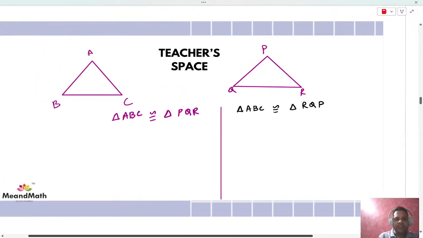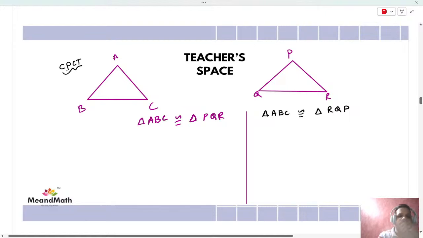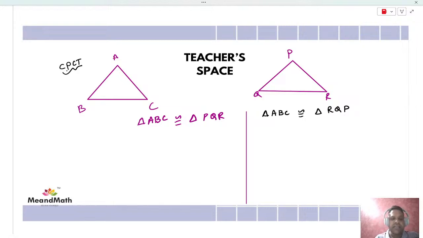CPCT, you all are aware of that. CPCT stands for corresponding parts of congruent triangles are equal.